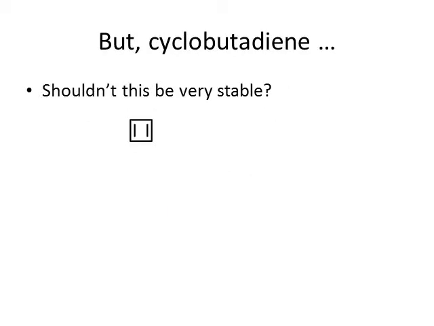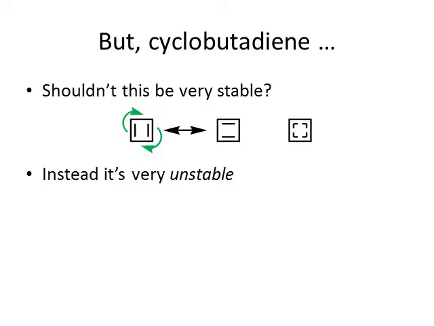But we've got a problem, and that problem is cyclobutadiene. Because we just said that a series of alternating single and double bonds in a ring that has resonance gets this extra stability. So we should predict that cyclobutadiene should also be very stable. Draw resonance here, and you can imagine a delocalized system that should be very stable if the previous argument holds true for this. But it turns out this isn't stable. This is actually very unstable.